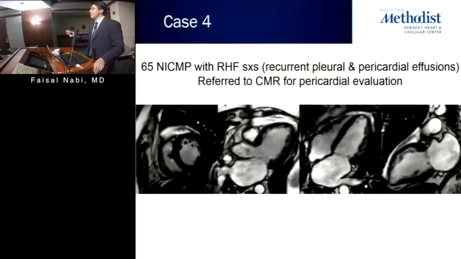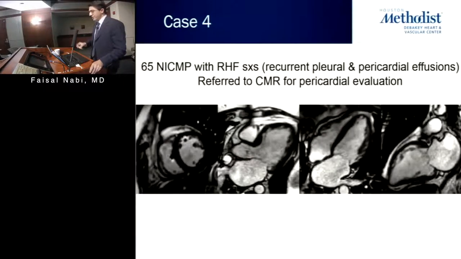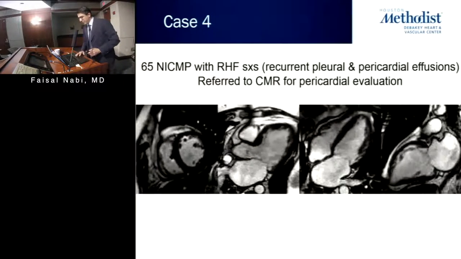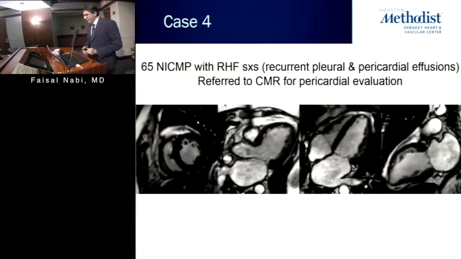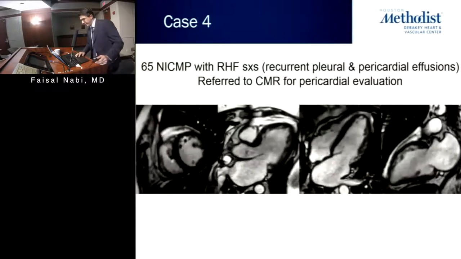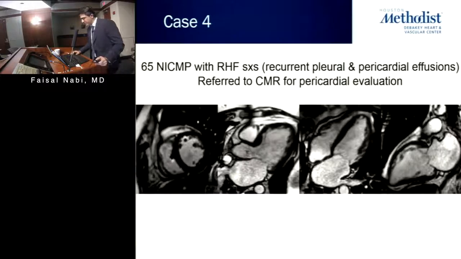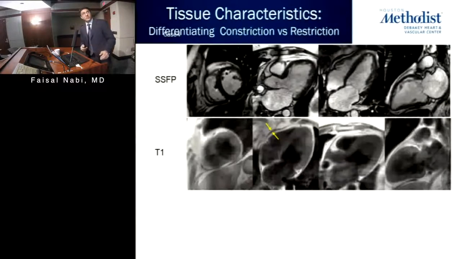This is not a problem as much for imaging as it is for the interventionalist. But here was a patient, 65, non-ischemic cardiomyopathy with bad right heart symptoms. He was referred to CMR to look for whether this pericardial evaluation could be contributing to his symptoms. Right off the bat, I hope you can appreciate that the pericardium is thickened here, and you do get this kind of compressed effect on the RV. But for the sake of time, I'll just jump to our imaging.